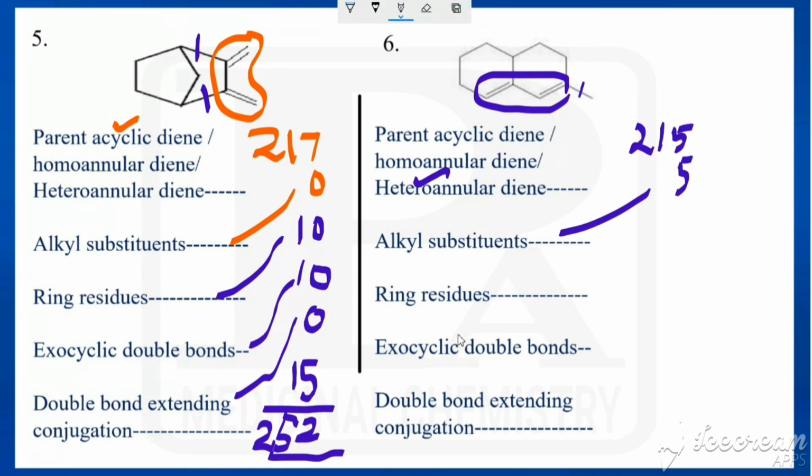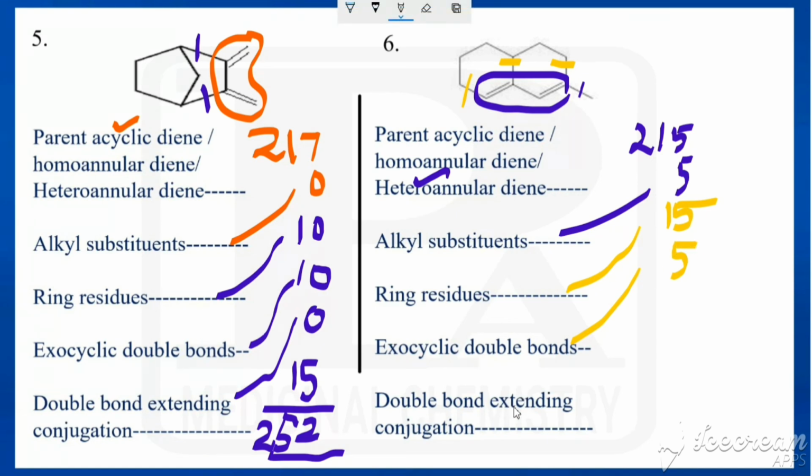Now we have to find the ring residues. This is one ring residue, this is one, this is one. So 3 ring residues are there. That's why it is 15. Now we have to find the exocyclic double bond. For this ring, no exocyclic double bonds. But for this ring, this would be exocyclic. That's why one exocyclic double bond is there. That's why we have to add only 5.